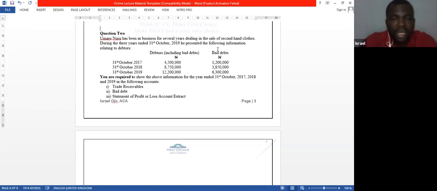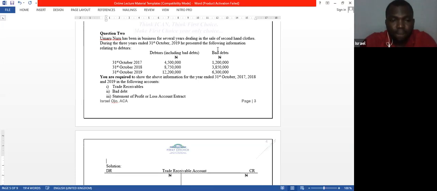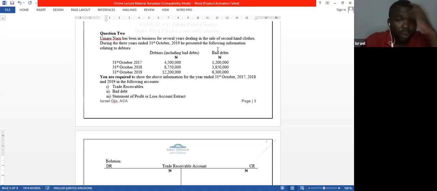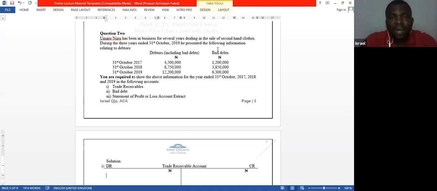So what we do is we move down. Let's create our trade receivables control account first. Now we have our debtors balance, our credit sales, which is 4.5. Trade receivables is a current asset, so it has a debit entry.